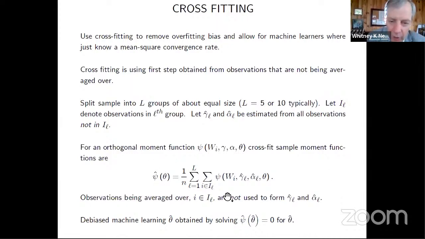Okay, so we construct these cross-fit moments, and then debiased machine learning is obtained by just solving for theta here. Solve for theta. So that's the cross-fit debiased machine learning.